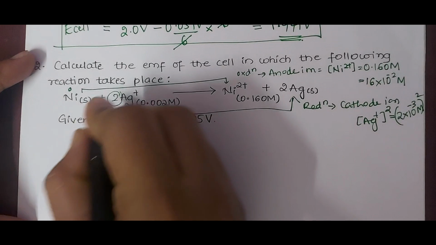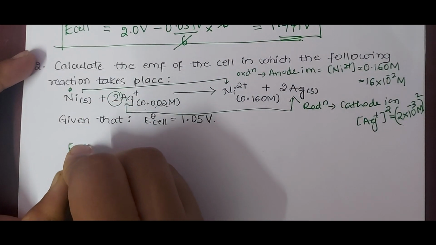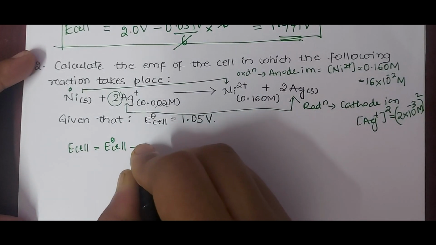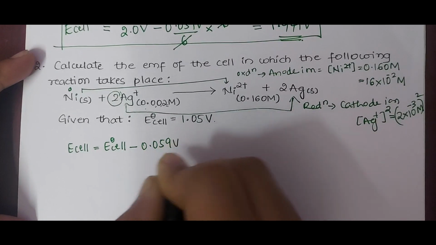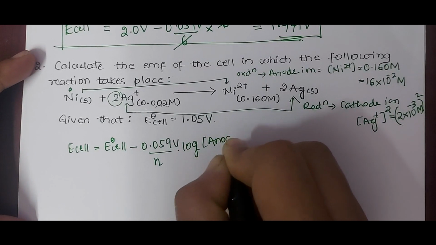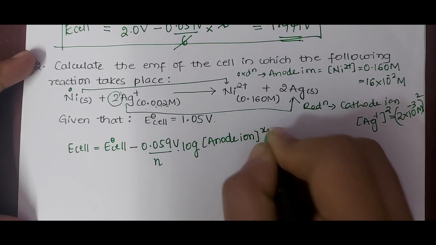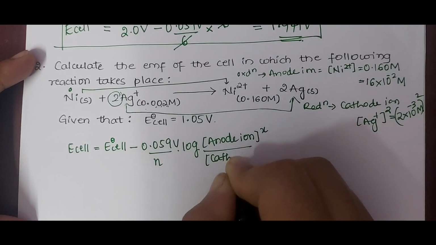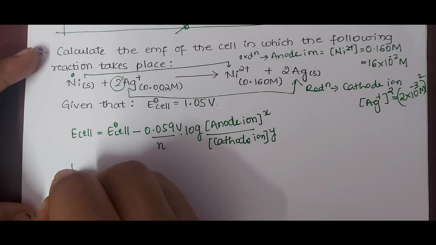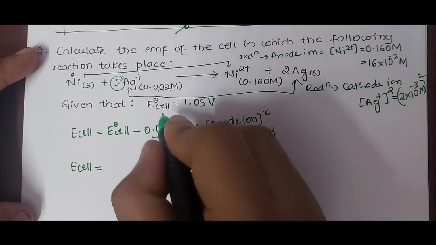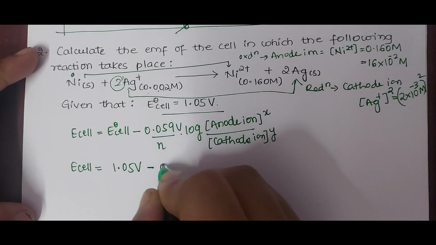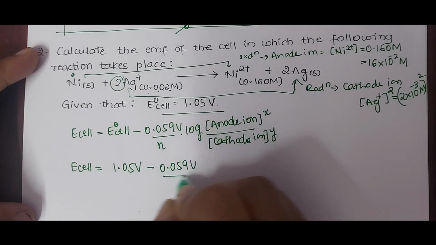So we'll write the Nernst equation for this cell. So when you write the Nernst equation, it becomes E cell equal to E naught cell minus 0.059 volt divided by N into log of anode ion to the power X divided by cathode ion to the power Y. Now I will substitute it. So E cell equal to, E naught cell is already given, it is equal to 1.05 volt minus 0.059 volt divided by N.